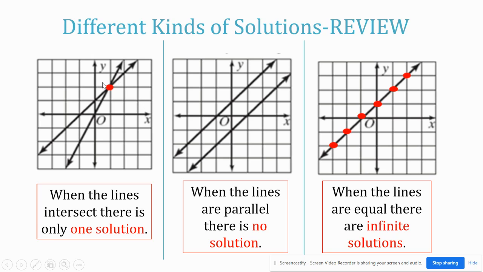So one solution, no solution, or infinite solutions. There should never be two solutions or three solutions. These are the three scenarios that we're going to have as long as we're dealing with just two linear equations.